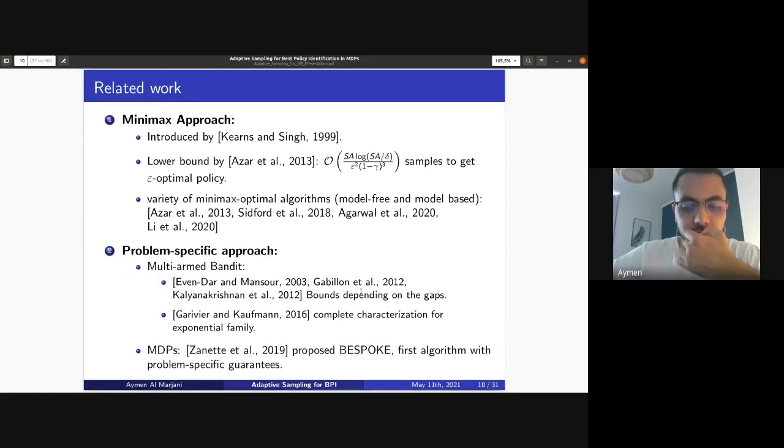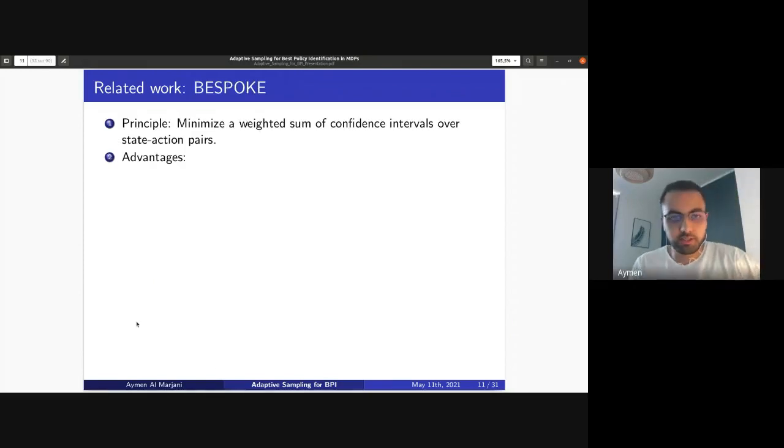And in the MDP case, to the best of our knowledge, there's the paper by Zanette et al., which proposed Bespoke. And Bespoke was the first algorithm to provide problem-specific guarantees in the best policy identification. So the principle of Bespoke is to minimize a weighted sum of confidence intervals over state action pairs. It's also called the simulation lemma. And so the starting point of Bespoke is just to try to allocate samples to state action pairs so as to minimize a weighted sum of confidence intervals coming from estimating reward and transition kernels at those state action pairs.